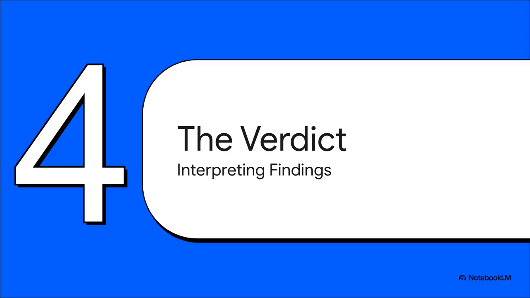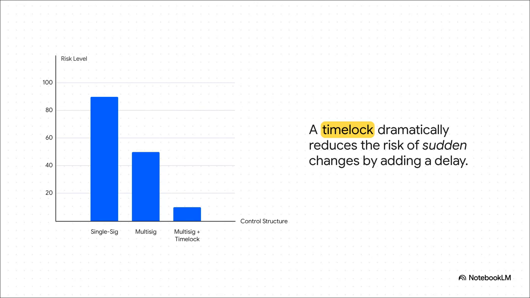Okay, so you've done the work. You've followed the steps. You've spotted the traps. Now for the final, most important part, the verdict. How do you take all these facts you've uncovered and actually interpret what they mean for the project's real risk profile? This simple chart right here gives you a fantastic mental model. The risk of some sudden, unwanted change is extremely high when one single person has all the keys. A multisig lowers that risk, for sure, but there's still a chance the signers could get together and act really quickly. But when you add a time lock to that multisig, the risk of a sudden change just drops dramatically. Why? Because the community has time to see it coming and react.